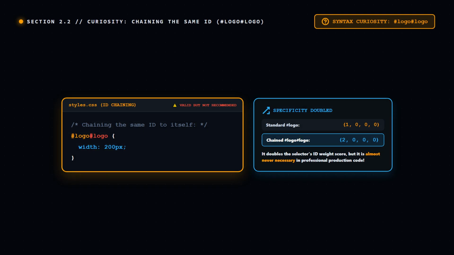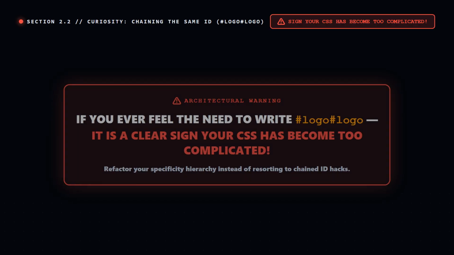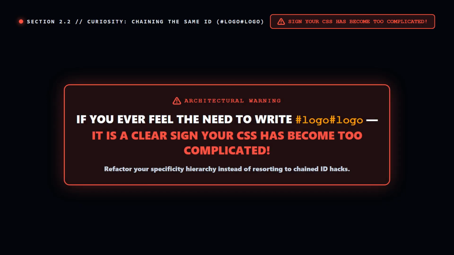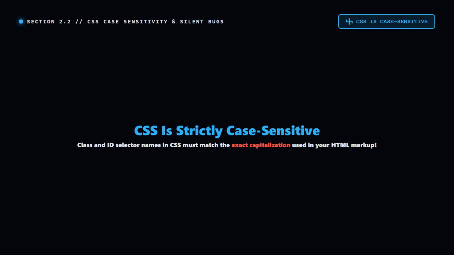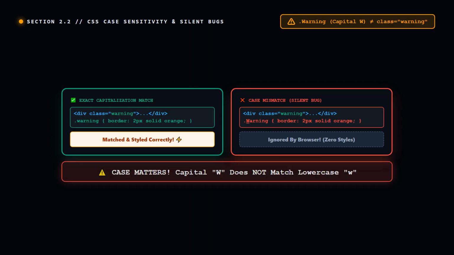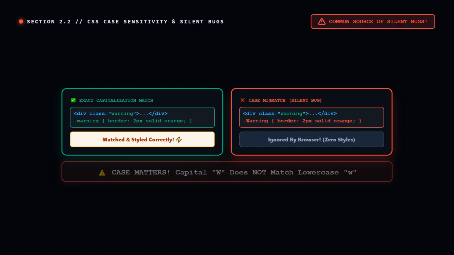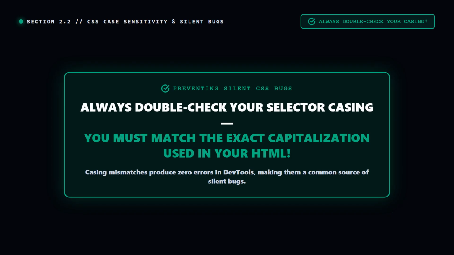A small curiosity: you can chain the same ID to itself like #logo#logo. That doubles its specificity. It works, but it's almost never necessary. If you ever feel the need to write that, it's a sign your CSS has become too complicated. CSS is case sensitive. If you write .Warning with a capital W, it will not match class="warning" all lowercase. You must match the exact capitalization used in your HTML. This is a very common source of silent bugs. Always double-check your casing if a style doesn't apply.